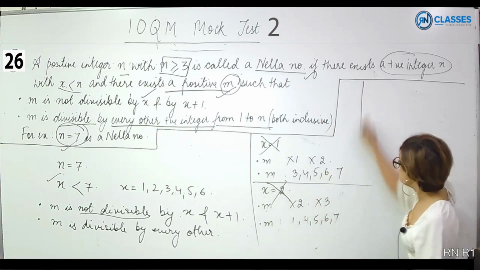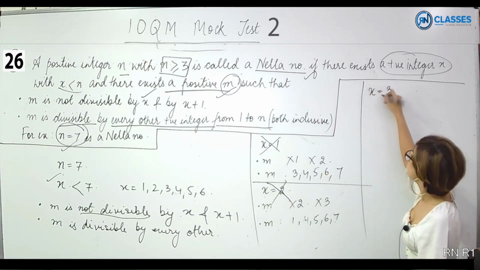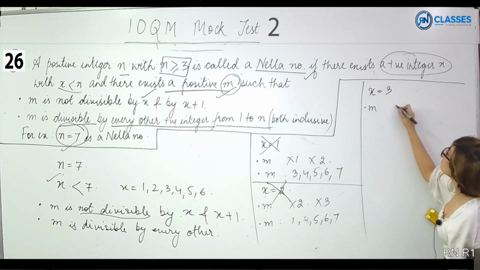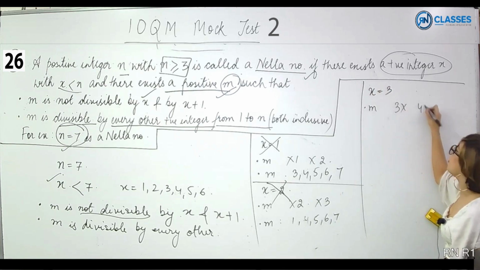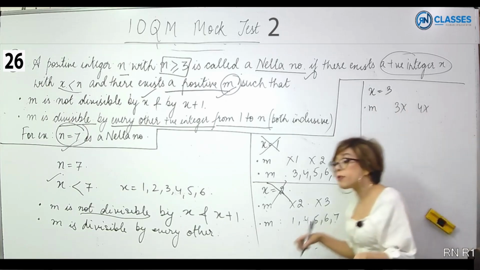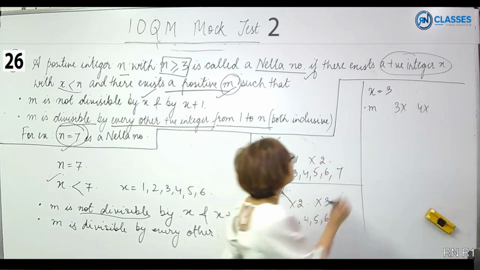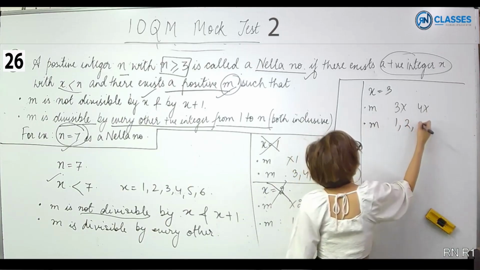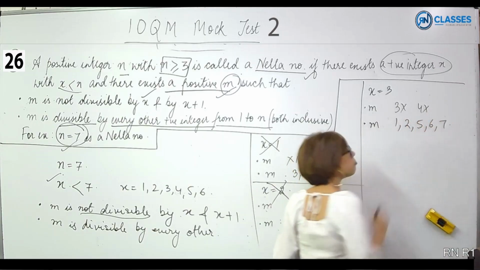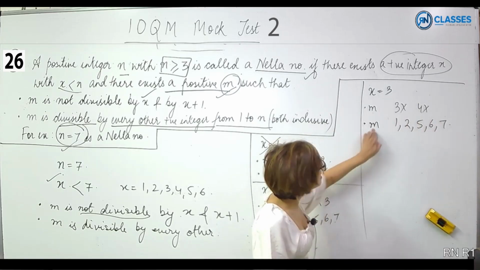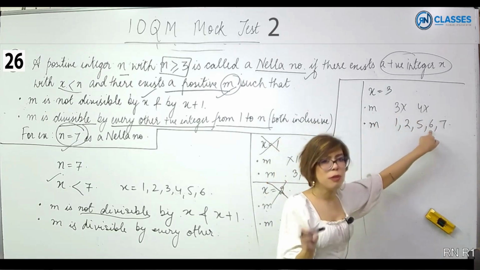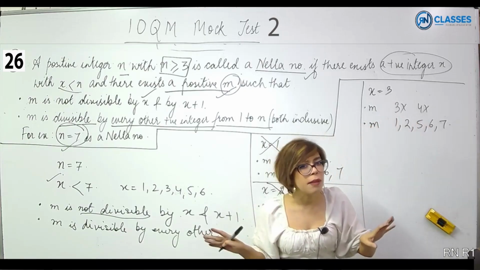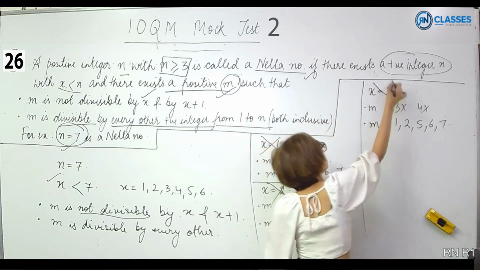Rejected. So, let's see what happens when x equals 3. Now, m should be such that it should not be divisible by 3, it should not be divisible by 4. But it should be divisible by every other positive integer. That means m should be divisible by 1, 2, 3, 4 more, 5, 6, 7. Now, mind it, m is divisible by 6. Any number which is divisible by 6 is obviously divisible by 3. That means you are unable to find m. That means x cannot be 3.